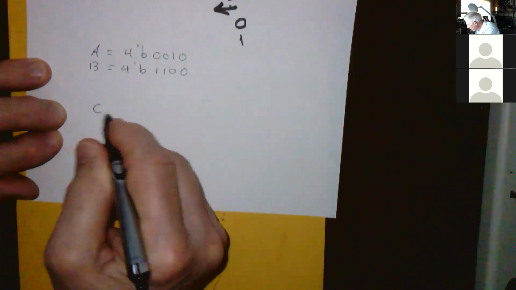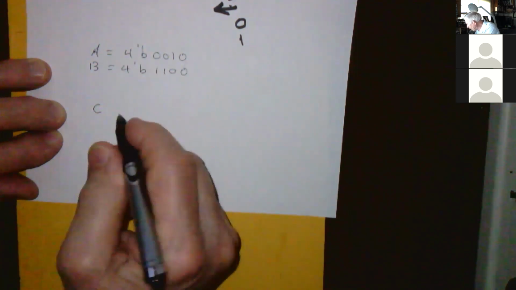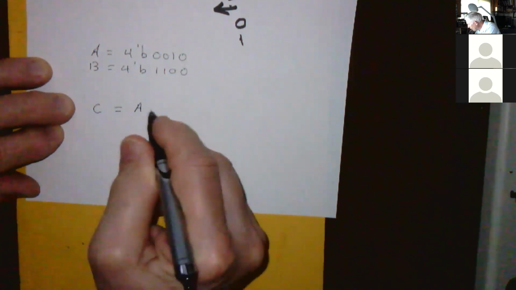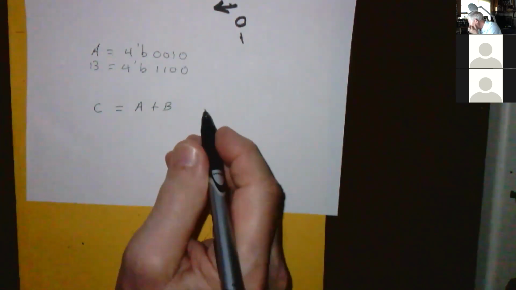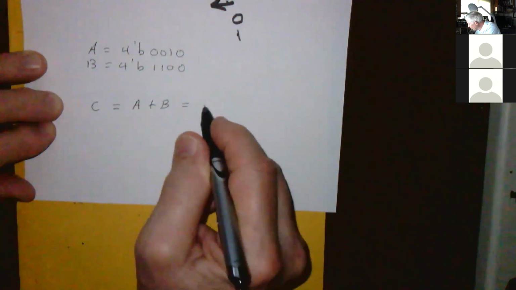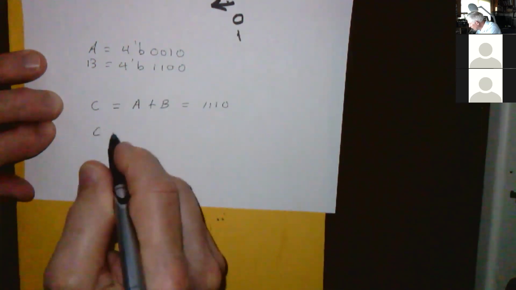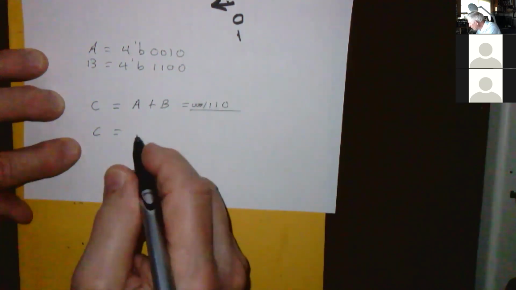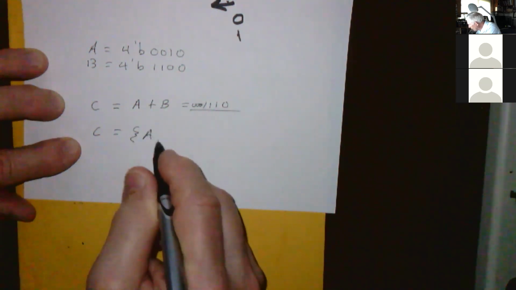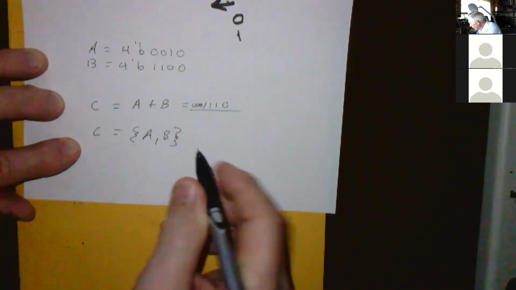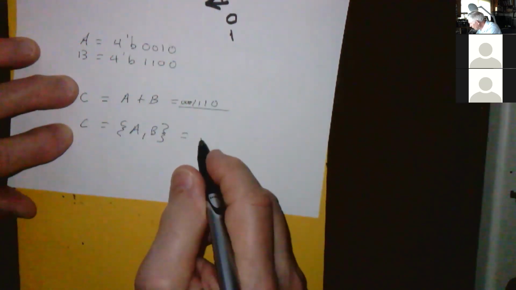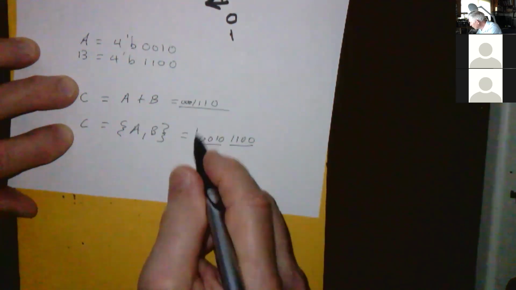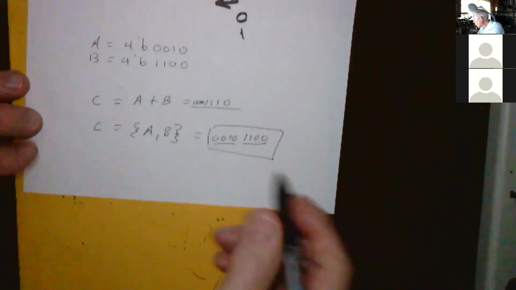So if we say C, which is an 8-bit vector, equals A plus B, well, then this would be equal to 1110. And there'd be 4 zeros in front, because it's 8 bits. But if you do the concatenation, curly brace, A comma B, then that's going to be equal to 00101100. So it just takes these two and combines them into these 8 bits. And we use this all the time.